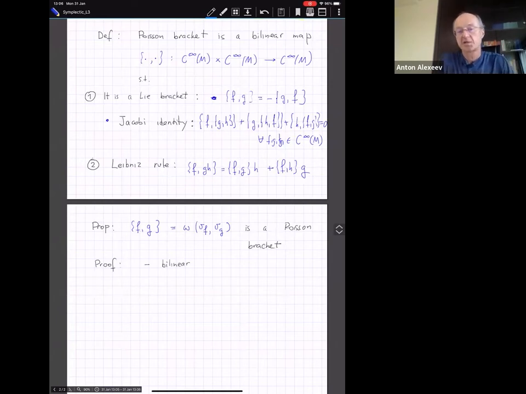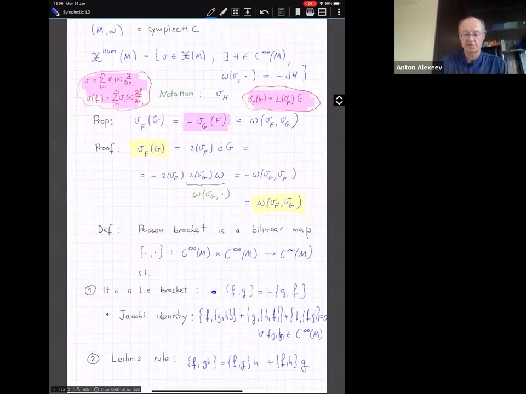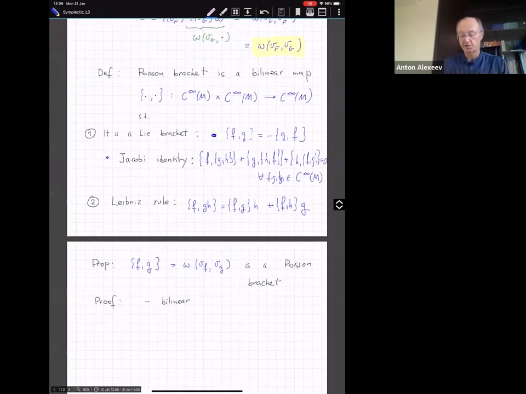So first of all, this operation is bilinear in f and g, right? This is more or less obvious, because the equation which determines V_f or V_g starting from f and g is a linear equation. That's this equation here. So therefore, V_f is linear in f, V_g is linear in g. So the right-hand side is bilinear in f and g. So this is easy.